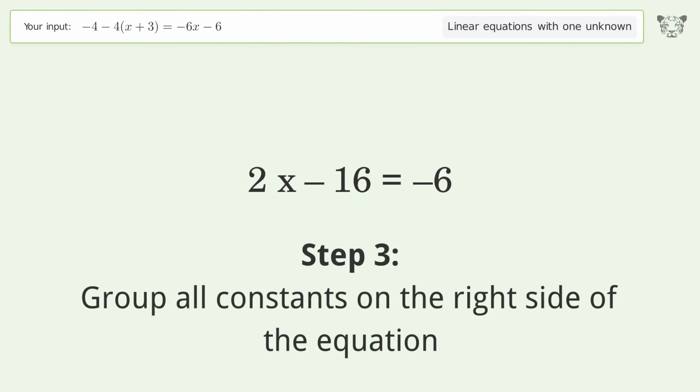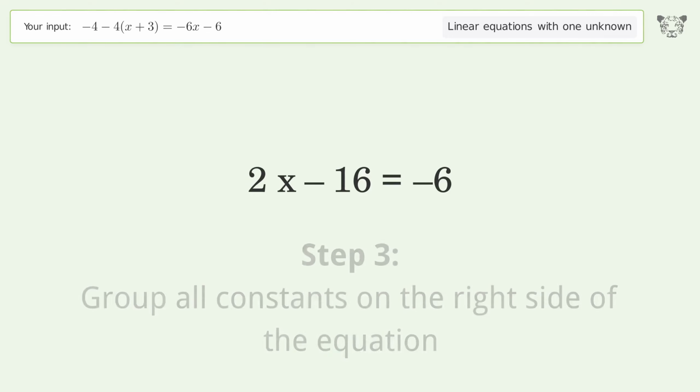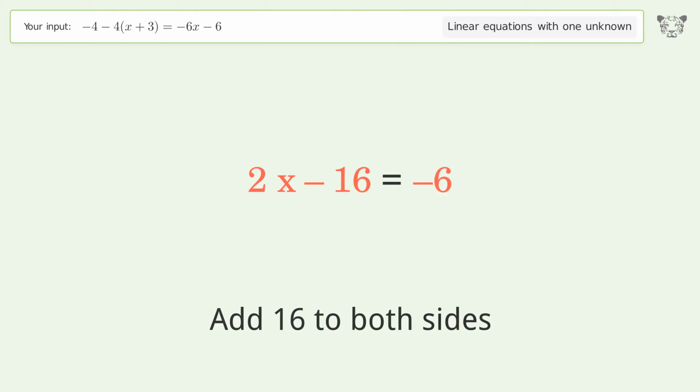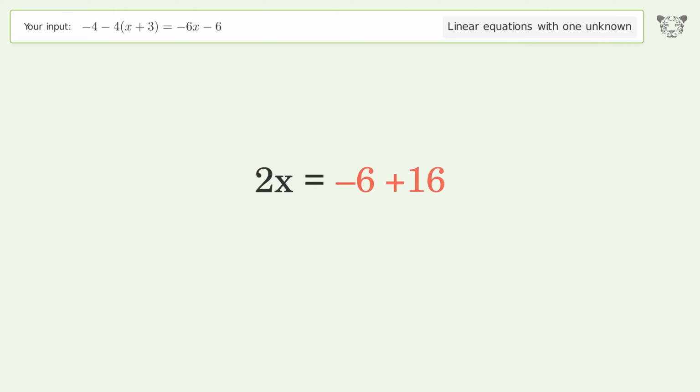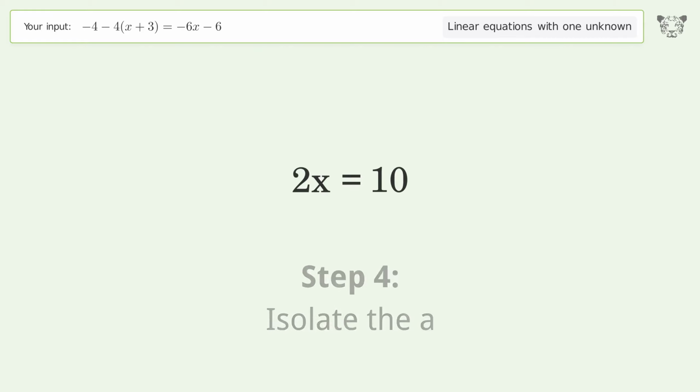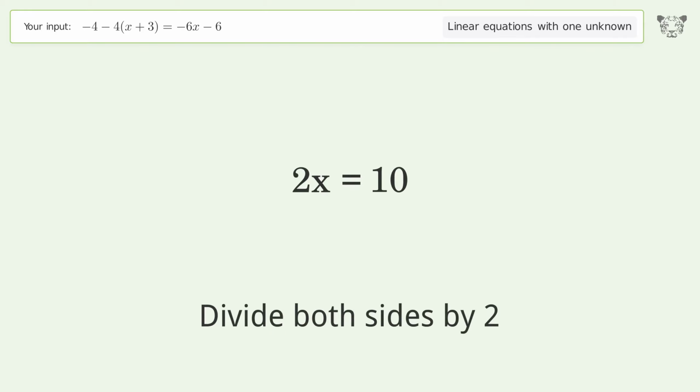Group all constants on the right side of the equation. Add 16 to both sides. Simplify the arithmetic. Isolate the x. Divide both sides by 2.